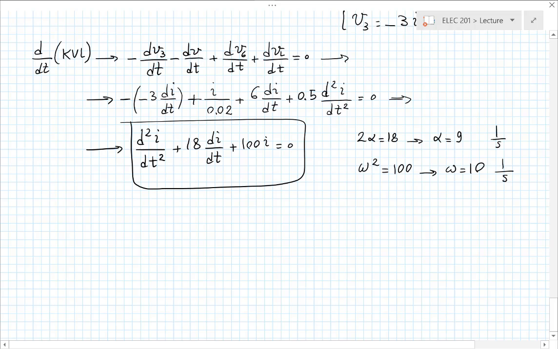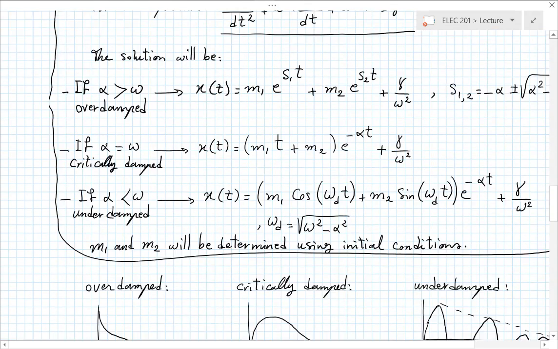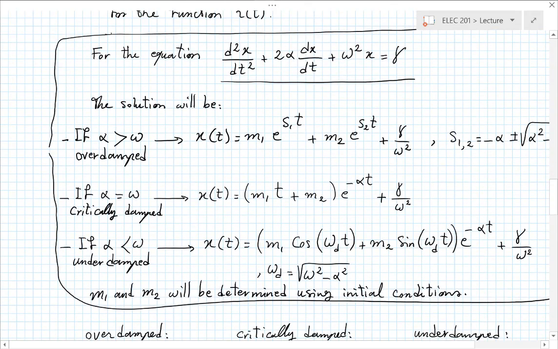Okay, so which case does this correspond to? Alpha is 9 and omega is 10. So alpha is smaller than omega, assuming I did the math correctly, which you will verify at home. Alpha is smaller than omega, so this would be an underdamped case, and we can define this frequency, right? By the way, this omega is called natural frequency. I think I didn't write it there. So omega is natural frequency. It's the frequency that you would have if there was no damping. And alpha is damping factor.